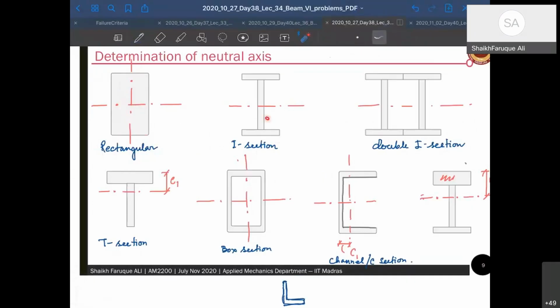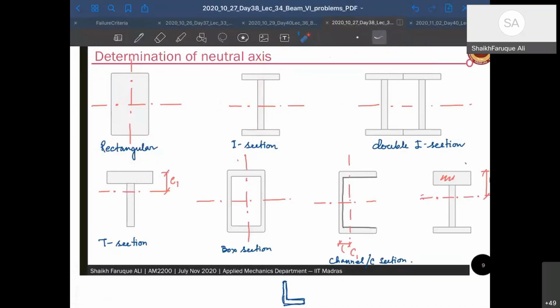This I section will also have a symmetry. This is one neutral axis, the other one will be this one for a different bending. For a double section also, this is the line of symmetry, so that's going to be its neutral axis. A T section is not a symmetric section, right? Vertically looking, it's not a symmetric section.